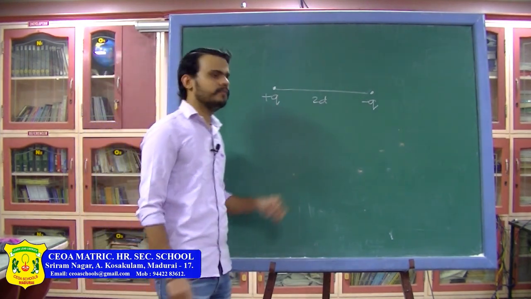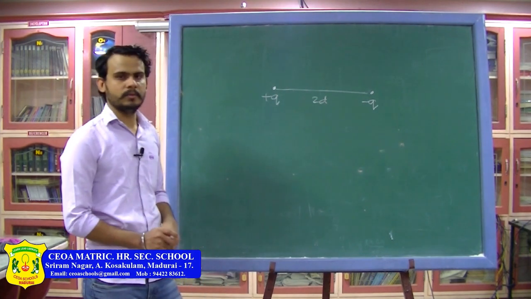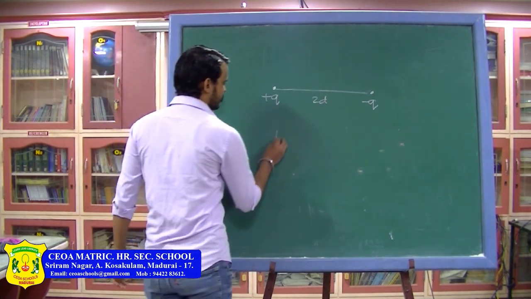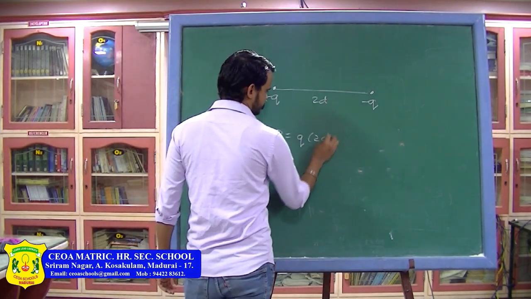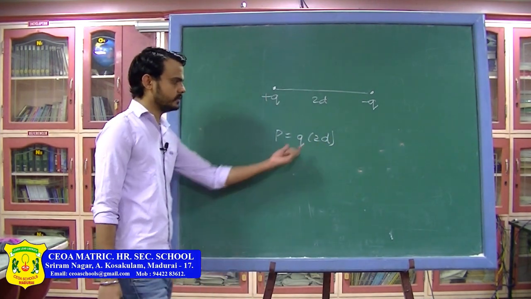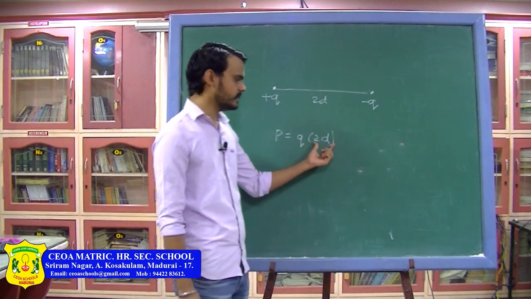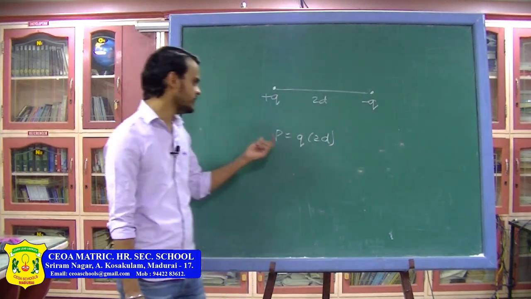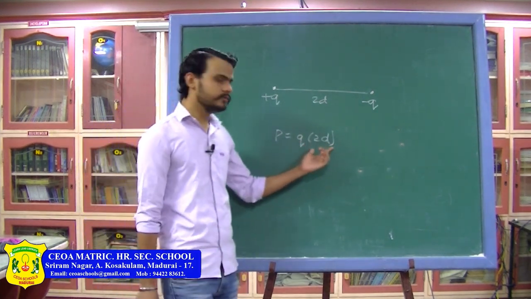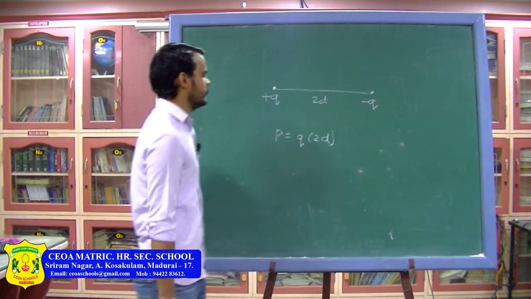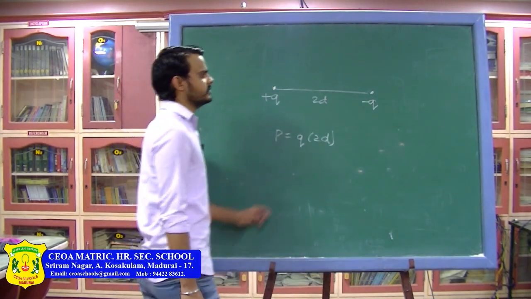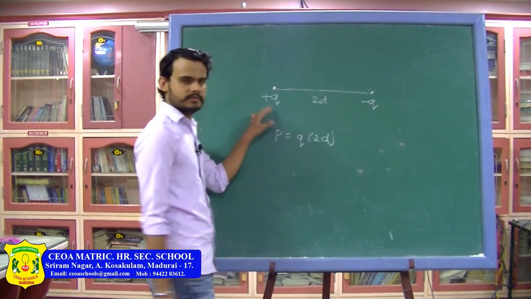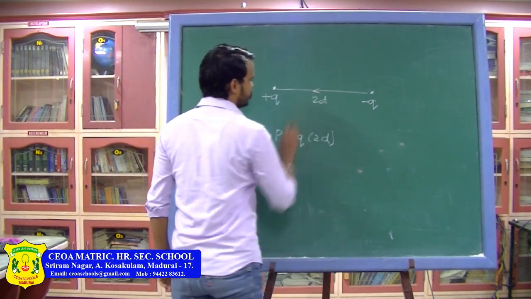Now, for a dipole we defined a quantity called dipole moment, whose magnitude is q into 2d. Here q is the magnitude of one of the charges and 2d is the distance between the charges. So simply, dipole moment is charge into distance between the charges. Then we said that this dipole moment is a vector quantity and the direction of this vector is from negative charge to positive charge. So the direction of electric dipole will be in this direction.